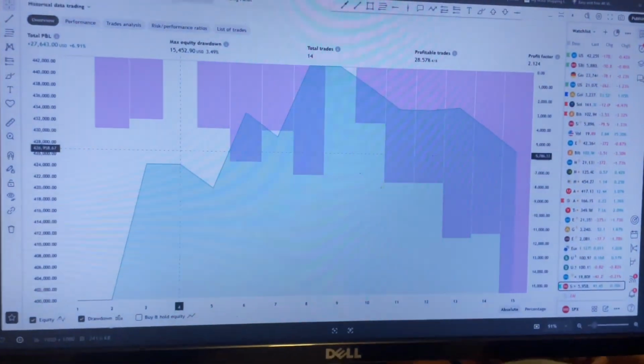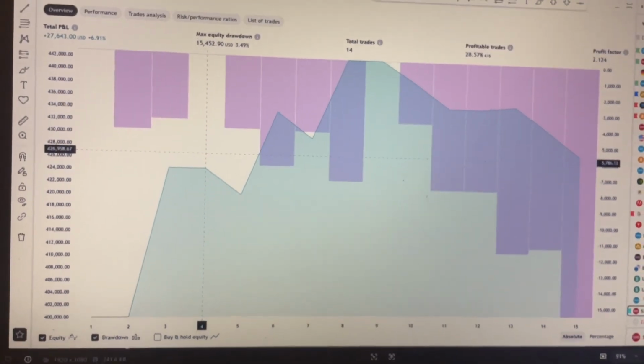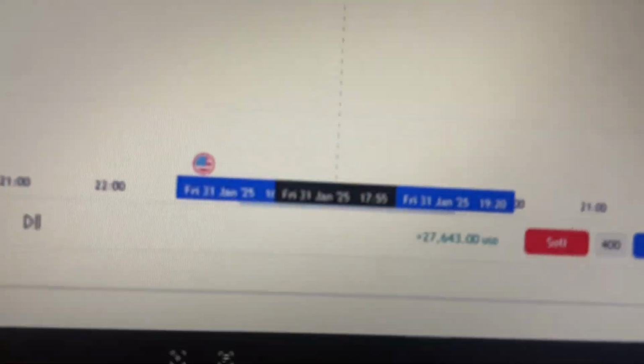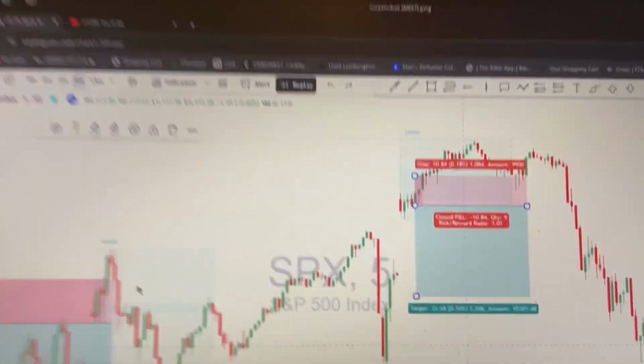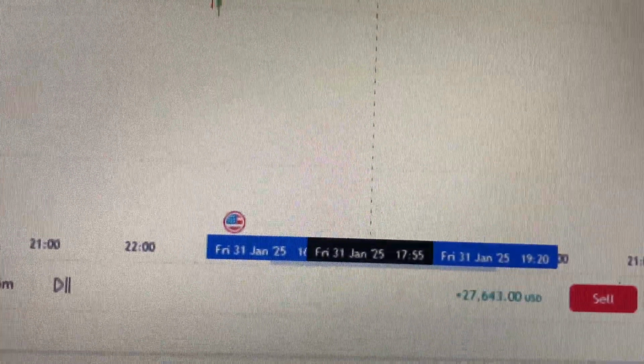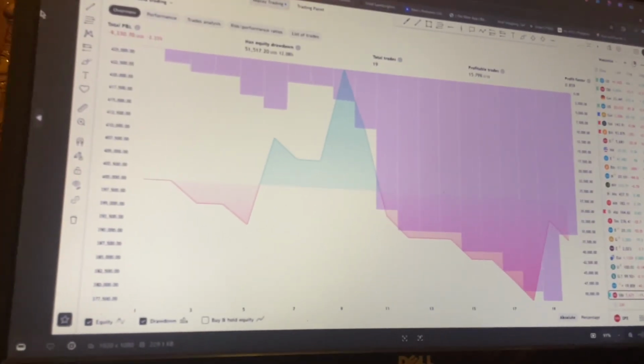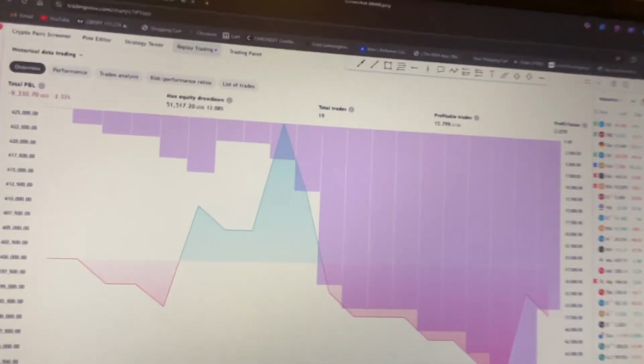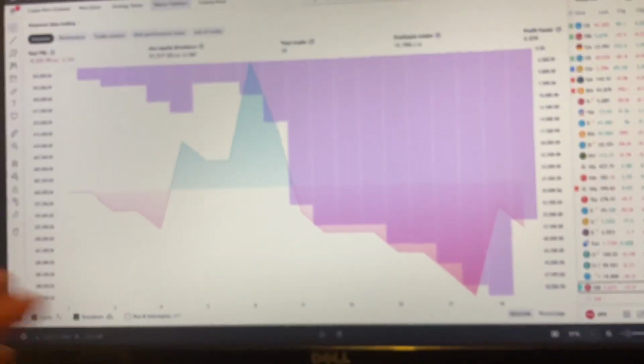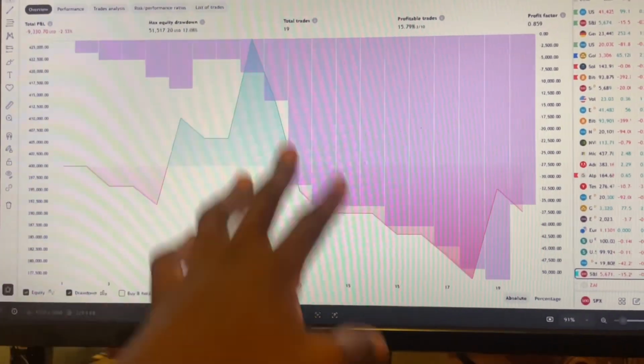So let me explain. First and foremost, what we are looking at is backtested data from January 2025, and I was trading S&P 500 in the same month, January, right? So what we're looking at is our screenshot data from the same month, traded with the same system, but with different approaches. The first time I backtested January using the specific trading strategy, this was the result.